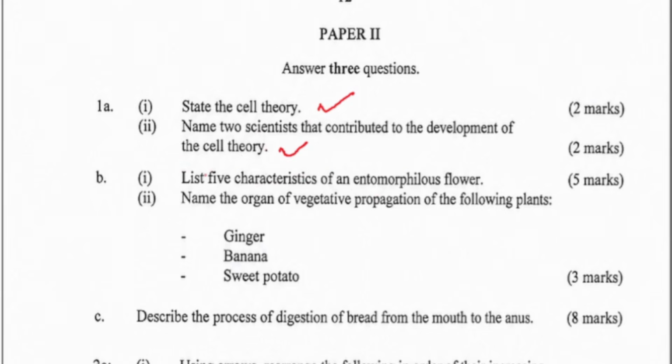The next one is state 5 characteristics of an entomophilous flower. So basically this word was just to confuse you. Entomology is the study of insects. So entomophilous is basically insect pollinated flower, right? And then state the organ of vegetative propagation in ginger, banana, sweet potato. This is the question they gave them.